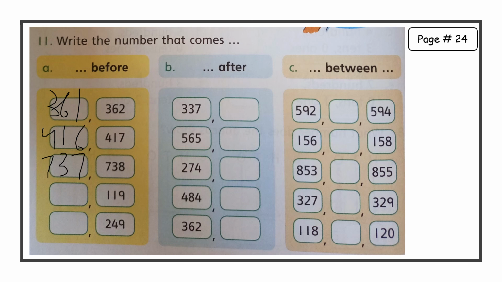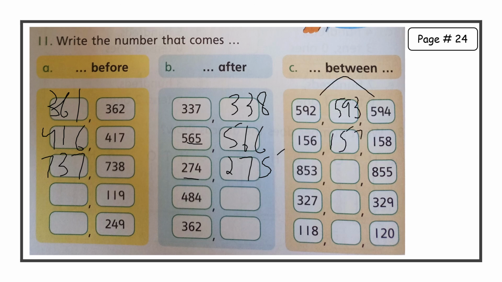737. And what comes after 337? It's 338. Then what comes after 565? 566. What comes after 274? It's 275. Okay, between. So now what comes before 594 and after 592? It's 593. That comes between these two numbers. Then 157, 854, and these last two parts you have to do by yourself.